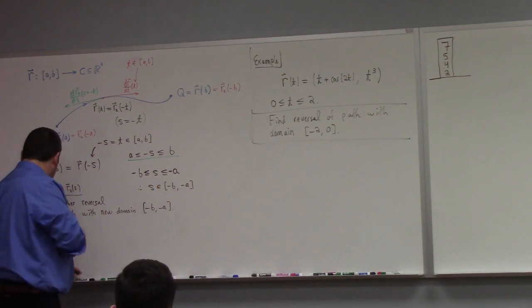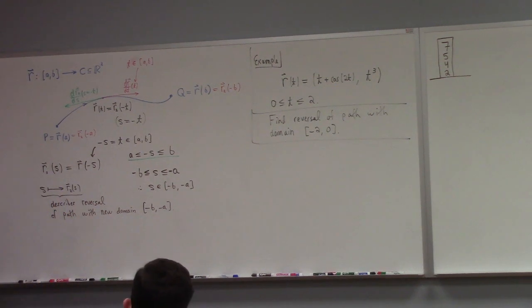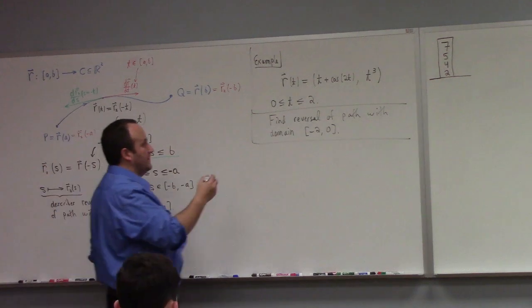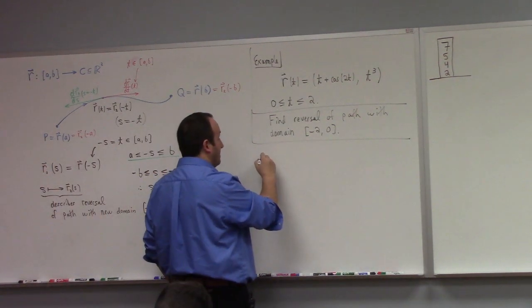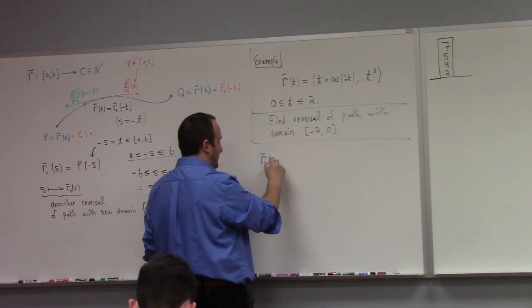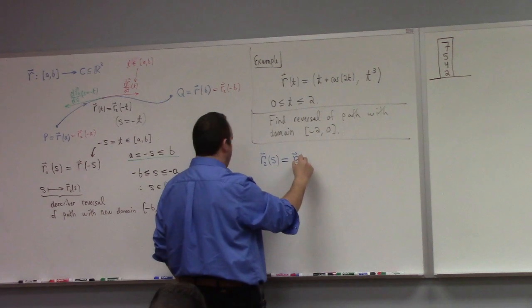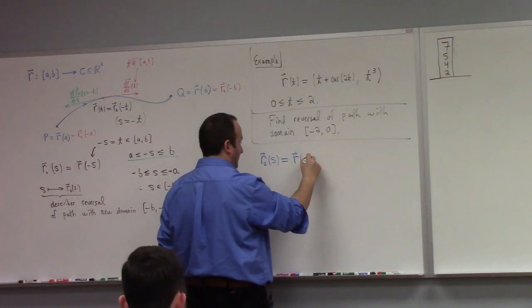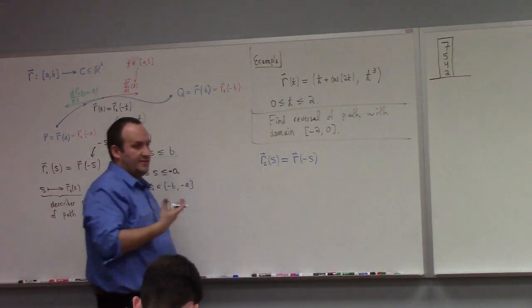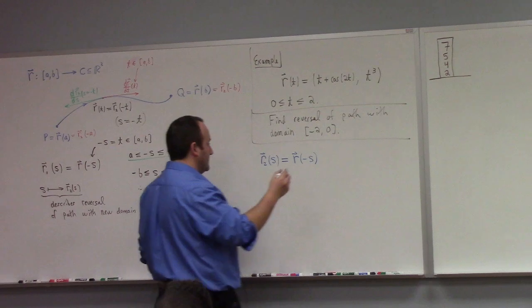So using my current notation, we would define R2. What would the reversal be? I'll use S. So it's supposedly R of minus S, right? So I have to set T equal to minus S. And what does that give me?